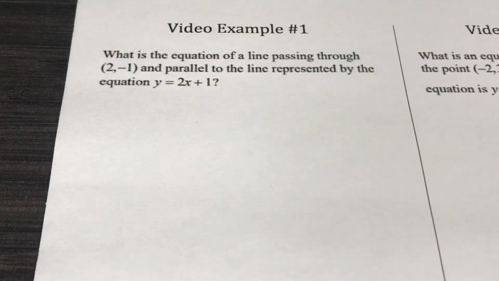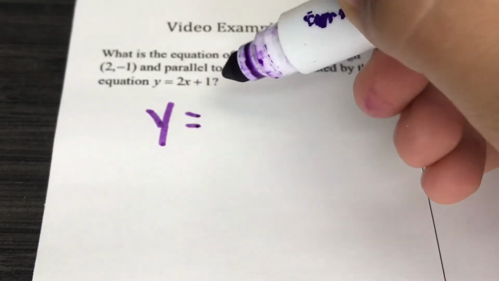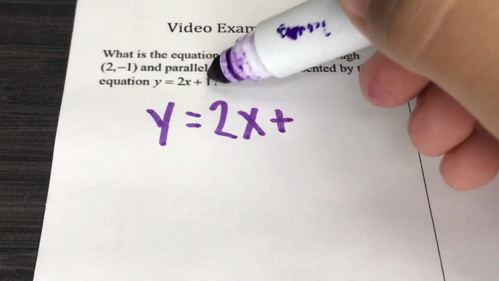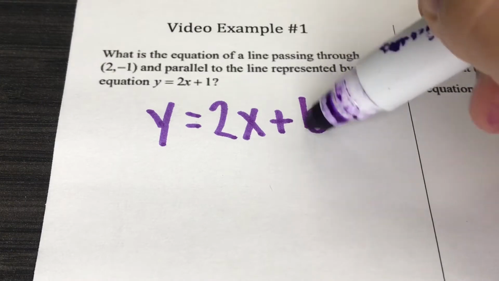Our first example says, what is the equation of a line passing through the point (2, -1), and is parallel to the line represented by the equation y equals 2x plus 1? So remember, if we want a line that's parallel, we know it has the same slope. So our line also has a slope of 2. So let's write that. y equals 2x plus, but we don't want it to be the same line, so we have a different y-intercept. Let's call it b for now.